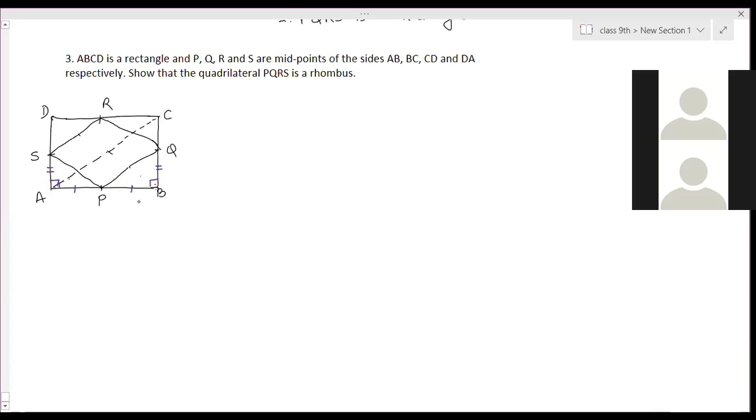Clear? So therefore by SAS criteria these two triangles are congruent, and therefore PQ is equal to PS by CPCT. And PQ and PS are the two adjacent sides of PQRS parallelogram. So in a parallelogram, if the adjacent sides are equal, that means all sides are equal. And all sides are equal, then it is a rhombus. Clear? So first prove PQRS is a parallelogram with the earlier same method.